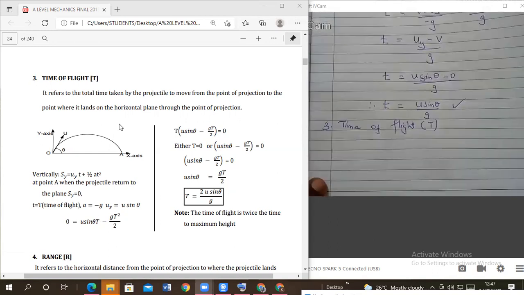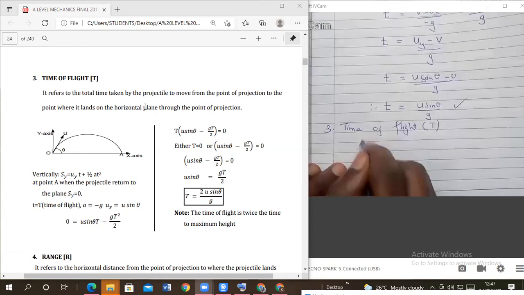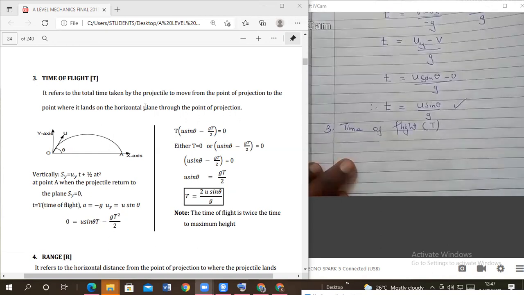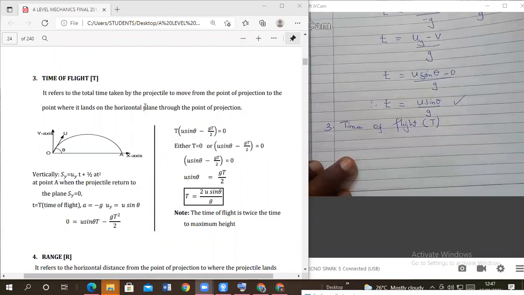Time of flight refers to the total time taken by the projectile to move from the point of projection to the point where it lands on the horizontal plane through the point of projection. Sandra? Yes, teacher. Can you write this definition down?